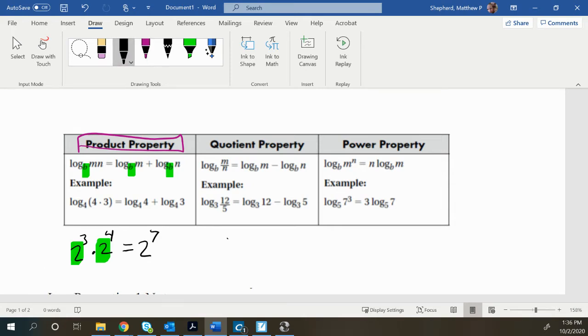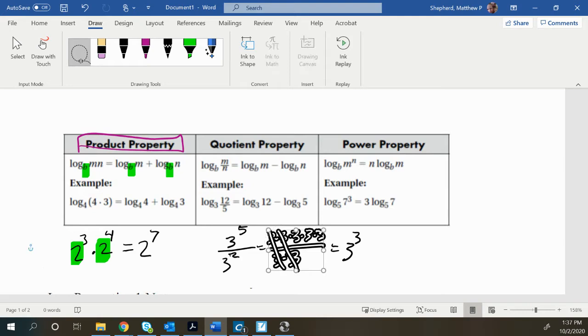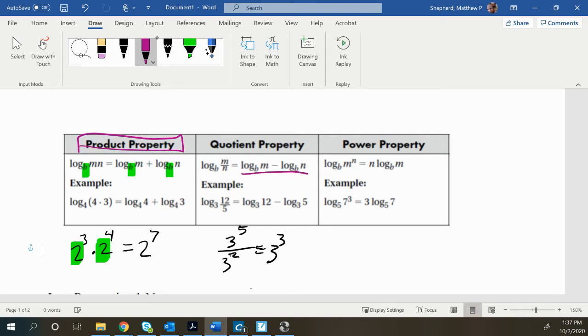Okay, in the next one, if I had 3 to the power of 5 over 3 to the power of 2, just remember that's going to be 5 3's and 2 3's. And when we simplify, we'd only have 3 3's. Or in other words, we can subtract the exponents. And that's how we get that answer. Okay? So, same thing happens with logs. If we are subtracting the logs, well, that could be the same as dividing those two numbers inside of the log. Okay, so that's another way that we can either condense or expand a log.